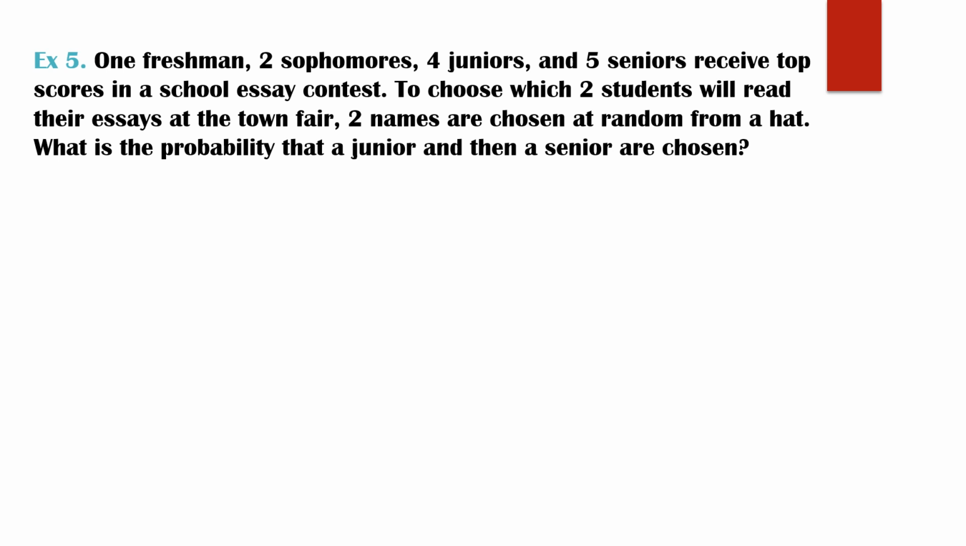All right, and our last example, suppose you have 1 freshman, 2 sophomores, 4 juniors, and 5 seniors that receive scores in a school essay contest. To choose which 2 students will read their essays at a town fair, 2 names are chosen at random from a hat. What is the probability of a junior then a senior? So you choose one, and then that means that there's one less to choose from. So these would be dependent events.